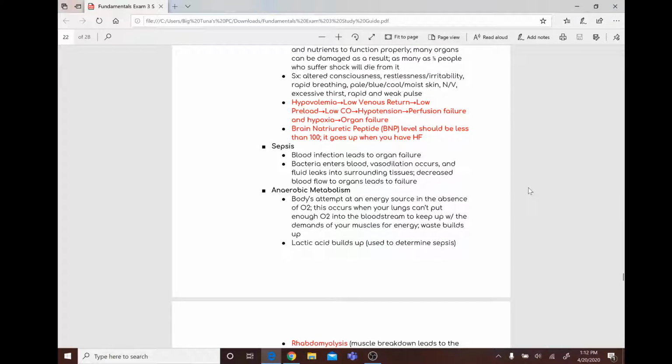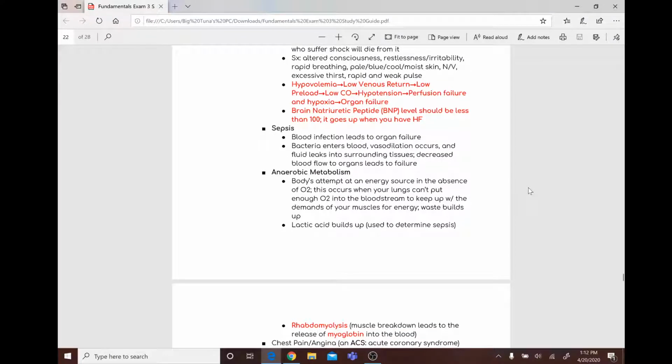What is sepsis? Blood infection leads to organ failure. Bacteria enters blood. Vasodilation occurs, and fluid leaks into surrounding tissues. Decreased blood flow to organs leads to failure.